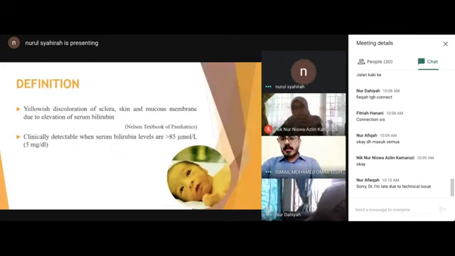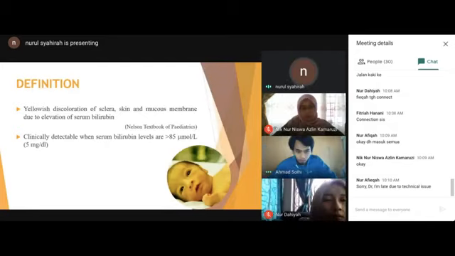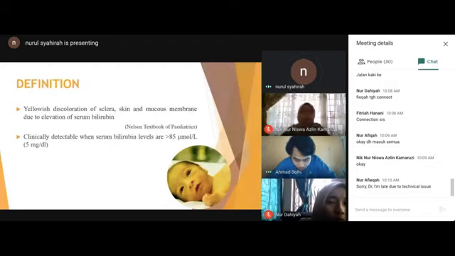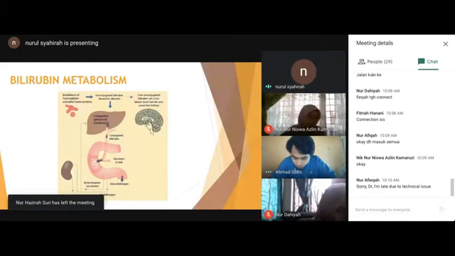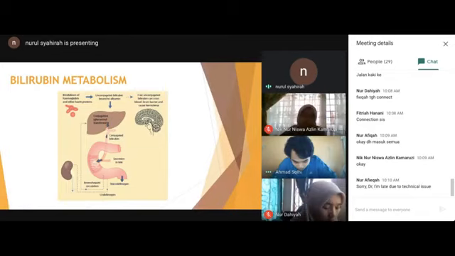Jaundice is clinically detectable at 85 micromole per liter, or equal to 5 milligram per deciliter. Now, the bilirubin metabolism. First, hemoglobin is broken down into unconjugated bilirubin. This unconjugated bilirubin will bind to albumin, and then it will be taken up by the liver. In the liver, this bilirubin will conjugate with the glucuronidase enzyme and become conjugated bilirubin.